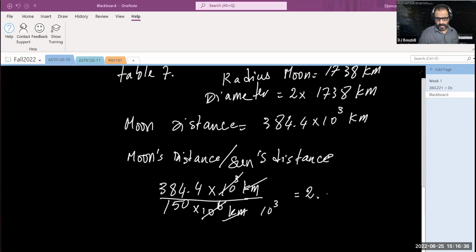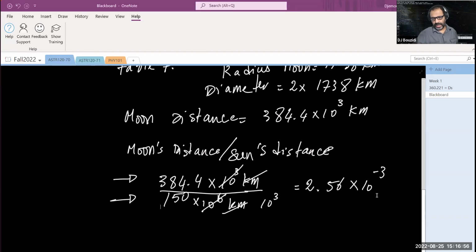2.56. Don't forget this 10 to the power 3. When I take it up, the sign changes to 10 to the negative 3. So this is how big the moon is in radius versus how big the sun is in radius. In other words, the sun is this many times bigger in radius than the moon is.